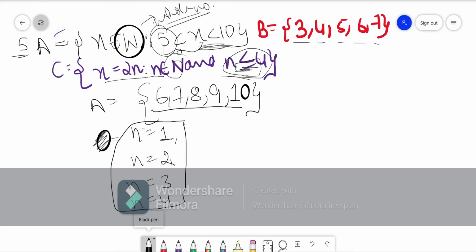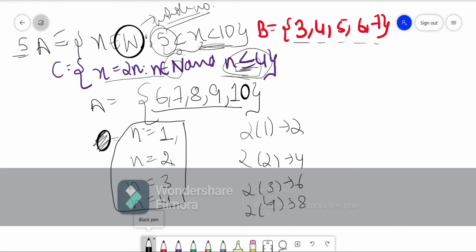So if I say 2n, that is 2 into 1 would give me 2. Then 2 into 2 will give me 4. 2 into 3 would give me 6. 2 into 4 would give me 8, right? So the elements of set C are 2, 4, 6, 8. Right? So we found out the elements of the set A as well as the elements of the set B.